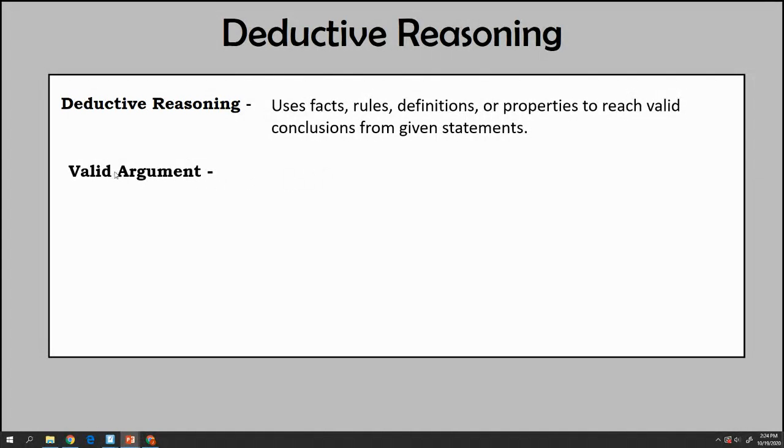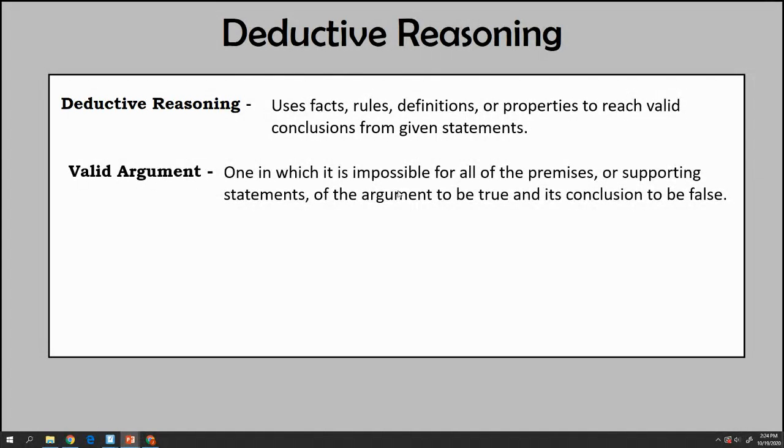A valid argument is an argument in which it's impossible for all the premises, or supporting statements of the argument, to be true and its conclusion to be false. In other words, if all the given information is true and the argument is based upon a valid concept, then that conclusion has to be true. It cannot be false. And we'll look at some examples of how we're going to use this here in a bit.